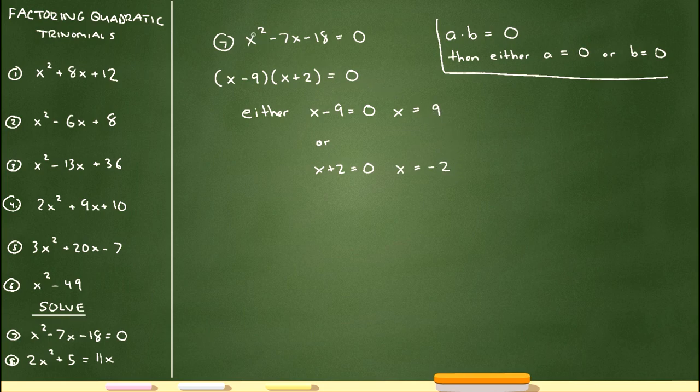So let's see if that works. If you plug 9 in, we get 81 minus 63 minus 18 equal to 0. That's a true statement. Or if you plug in negative 2, we get 4 plus 14, which is 18, minus 18, that's also 0. So in these quadratic trinomials, it is possible to obtain two answers, right? In our linear equations, we'd only be obtaining a single answer.